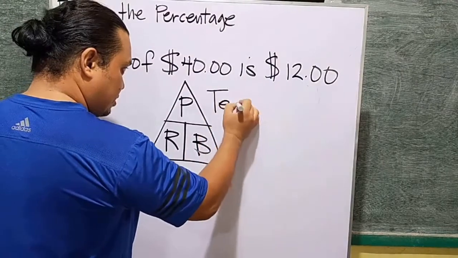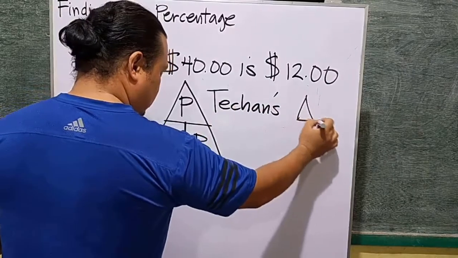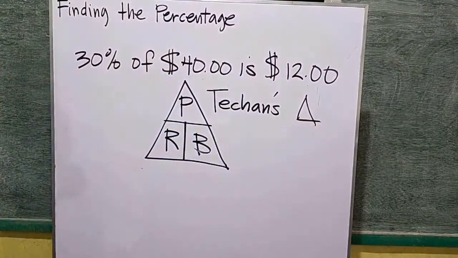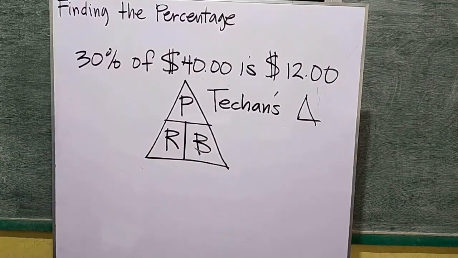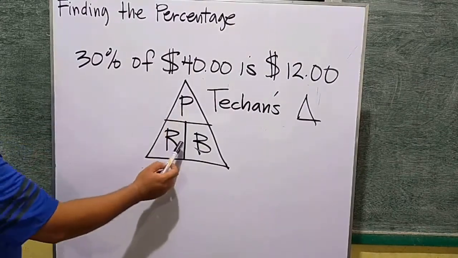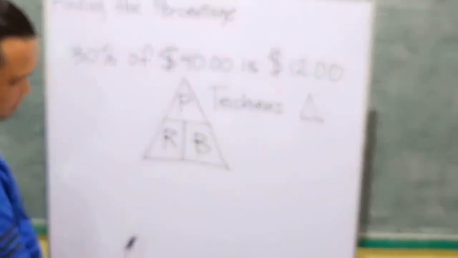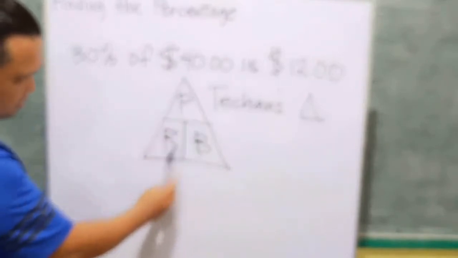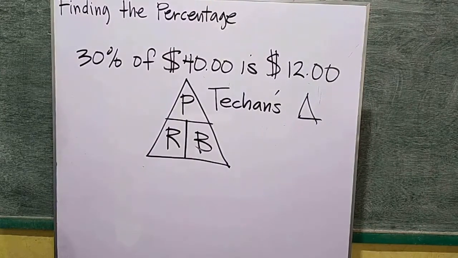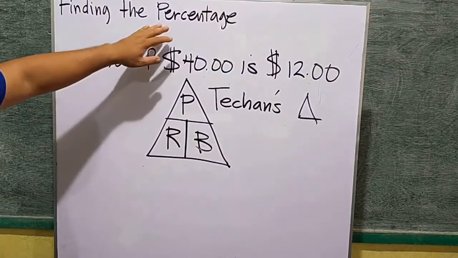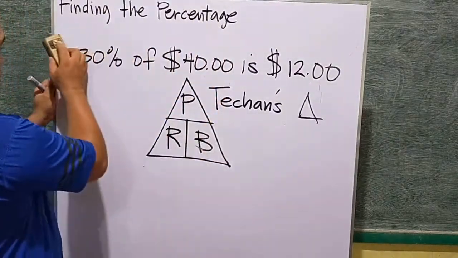It's called the Tech-Ans triangle. It's a formula in finding the percentage, the rate, and the base. So percentage is rate times base, base is percentage over rate, while rate is percentage over base. That's how we use that. In our lesson for today, we're going to find the percentage. Let's explain that using an example.